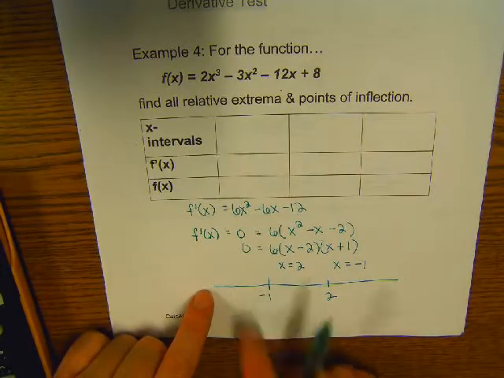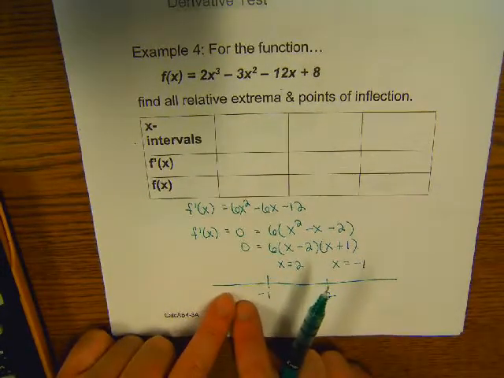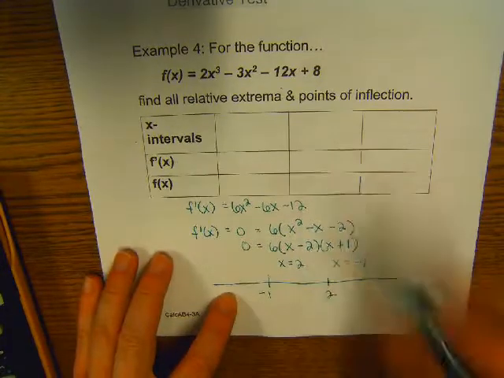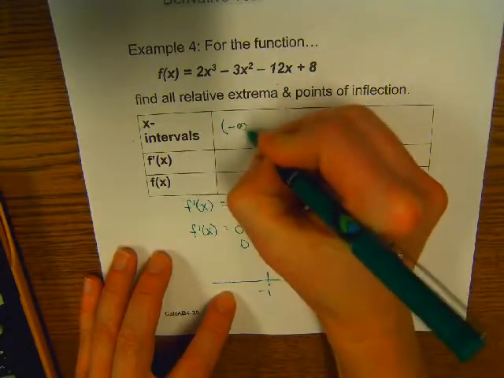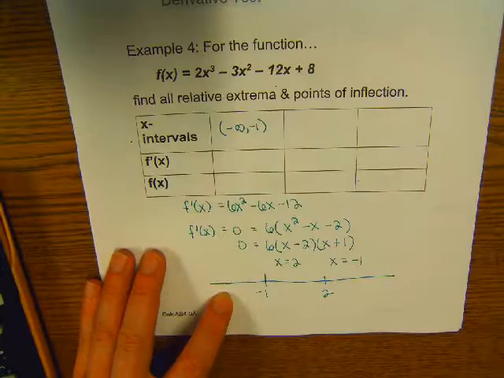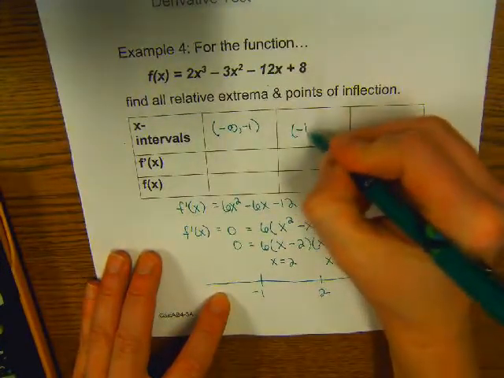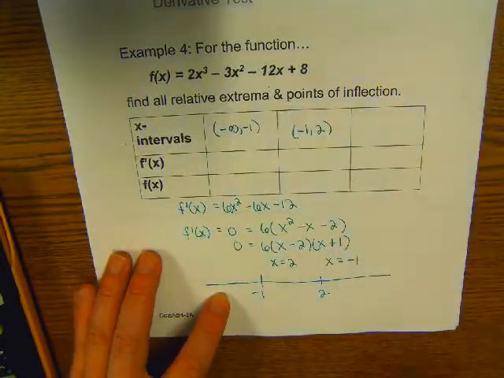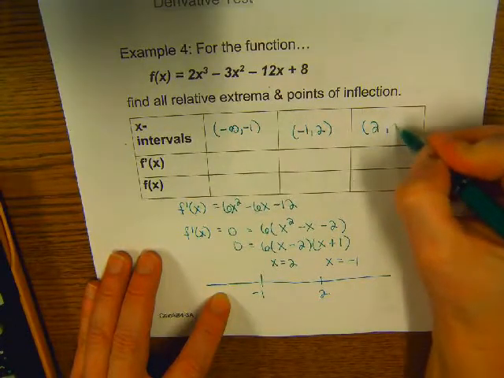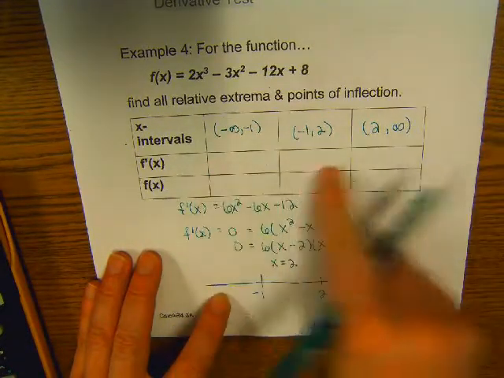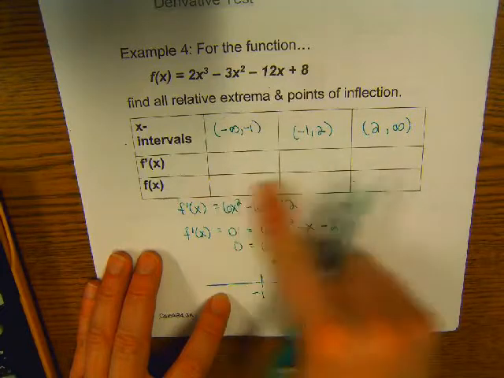So over here, I'm going to pick a value. Here are my intervals. I have -infinity to -1, I have -1 to 2, and then I have 2 to infinity. And then we're going to describe what the derivative's doing there and what that tells us about this function.